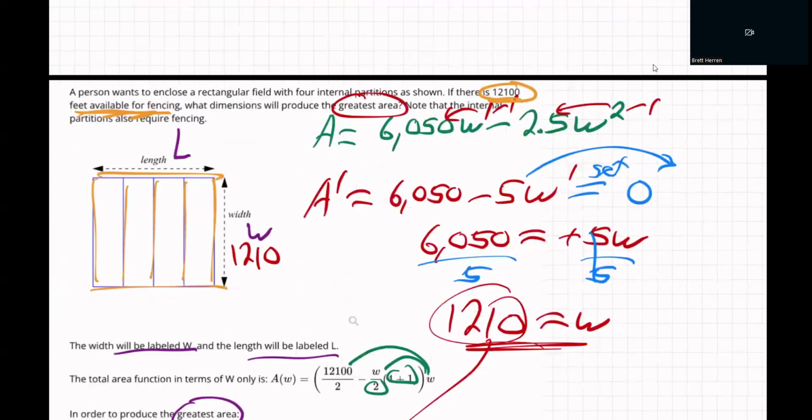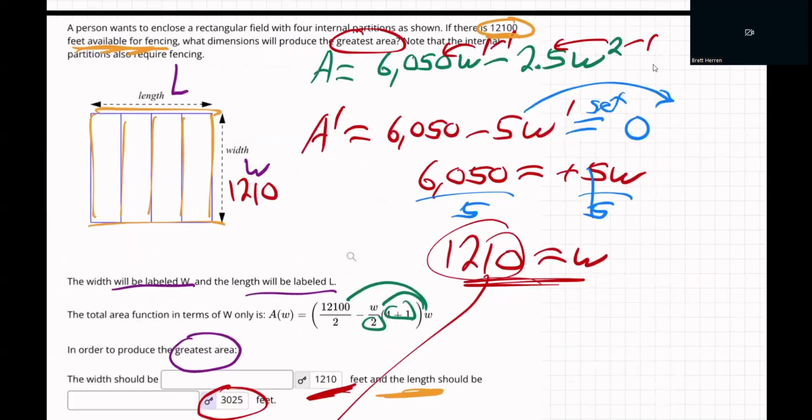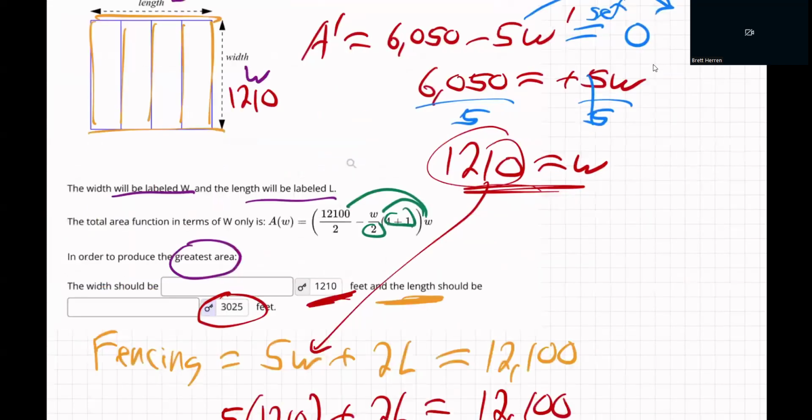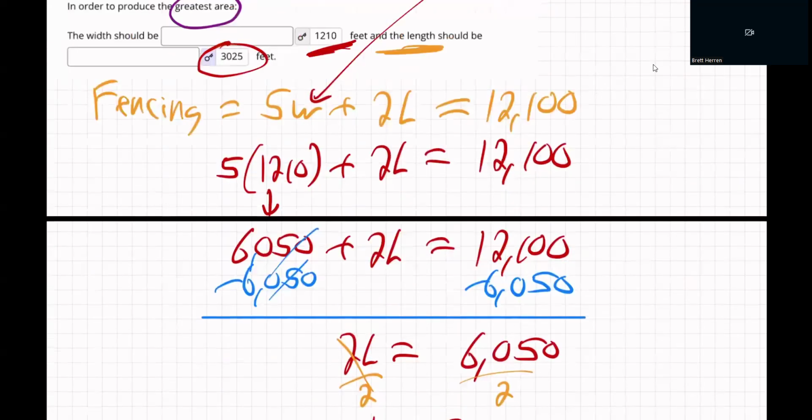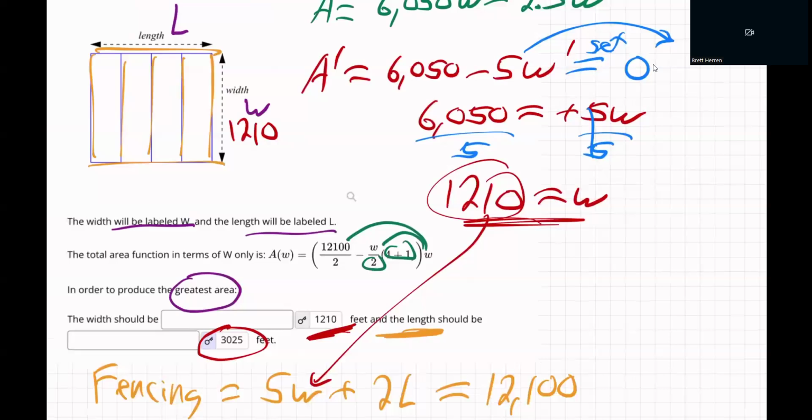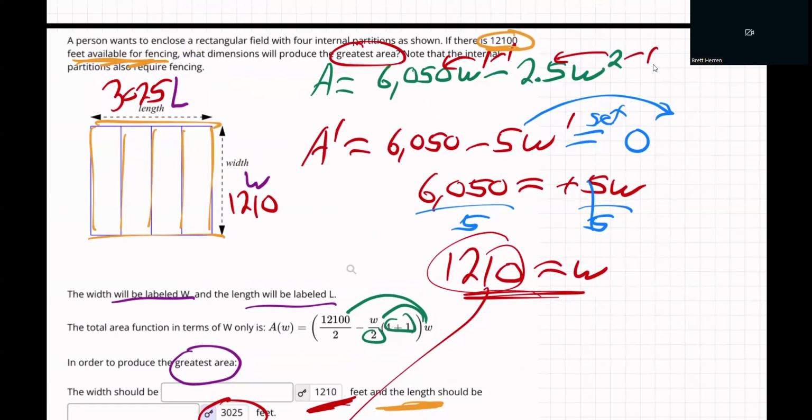So we found what we're able to do very practically. Say you get this much fencing. You have to make 3, 4 zones for animals or inventory or whatever. And you want to make the greatest area you possibly can for the animals or the inventory. How should you set up the thing? Well, you should make it 1210 by 3025. That's how you should make it, just to have the greatest area possible. Very practical question, how they build things. And there we go.